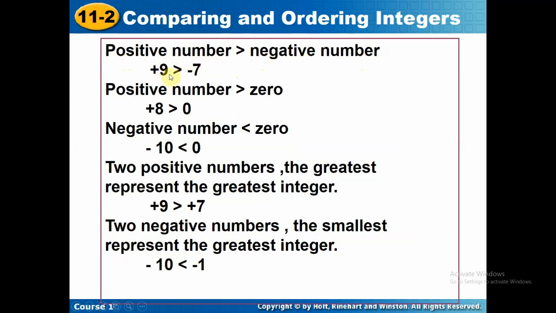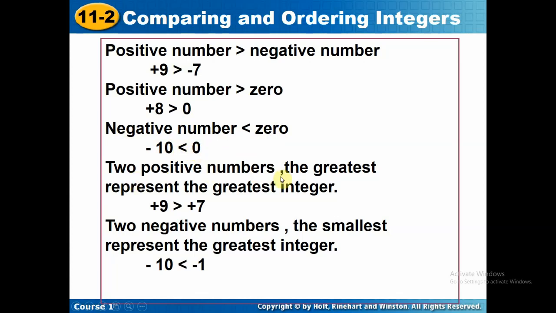For example, positive 9 is greater than negative 7. Any positive number is greater than 0. For example, positive 8 is greater than 0. Any negative number is less than 0. For example, negative 10 is less than 0.